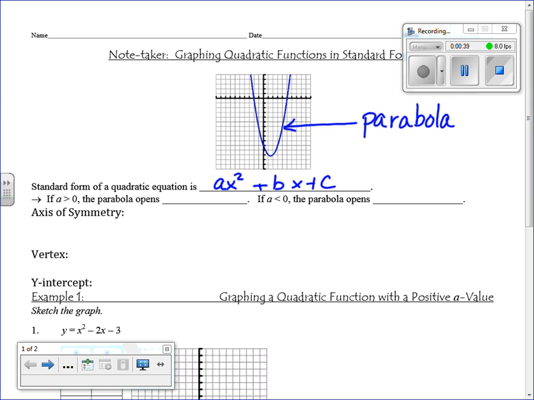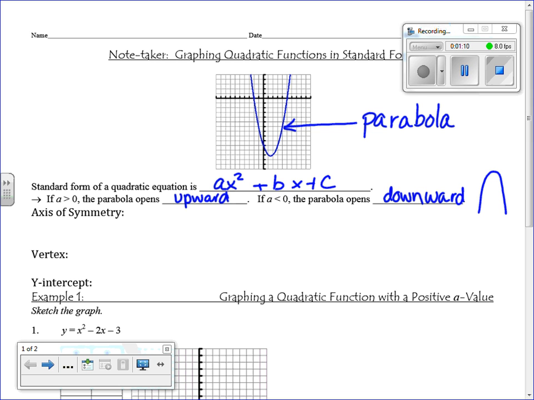Now, if a is greater than 0, the parabola opens upward. So this parabola that we have a picture of, our a is greater than 0, so our parabola is going upward. If a is less than 0, the parabola opens downward. And what that means is it would be kind of like that.